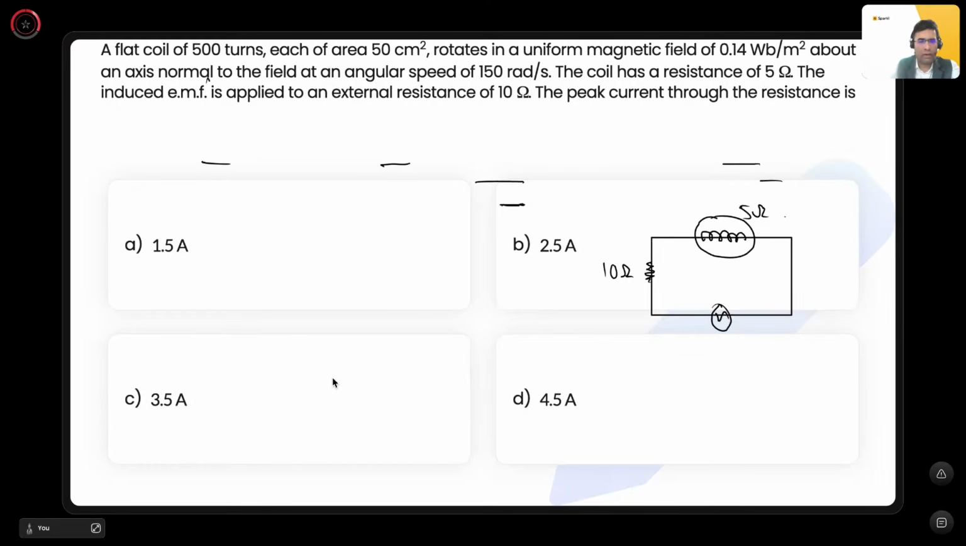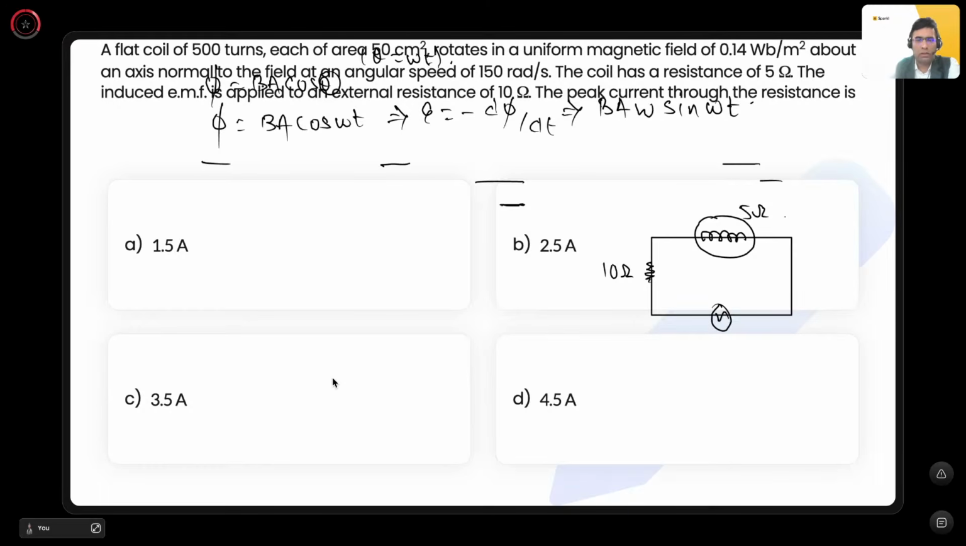Now we know that phi is equal to BA cos of theta, and theta will be equal to omega into t. So we can write phi as BA cos of omega t. This is pretty standard. EMF induced will be minus of d phi by dt. One of the three cases of how the flux can be changed. Either it can be changed by changing the magnetic field, by changing the area, or by changing the angle. So in this particular case, we are changing the angle, we are rotating the coil. So in this case, if we differentiate it, we get BA omega sine of omega t.